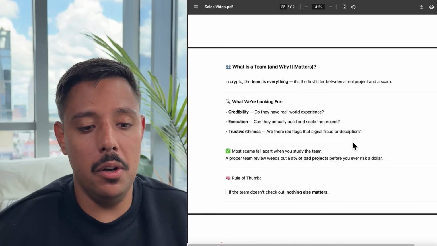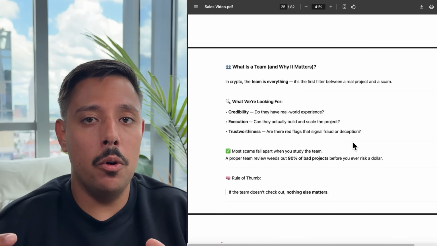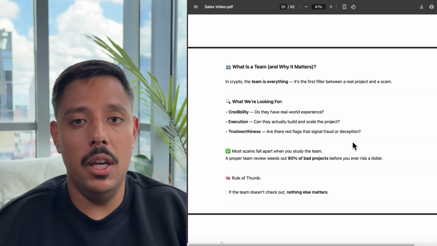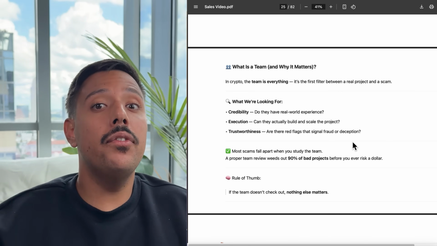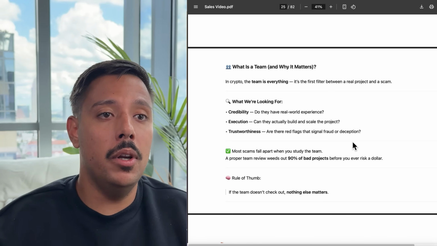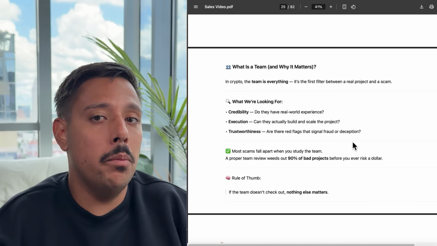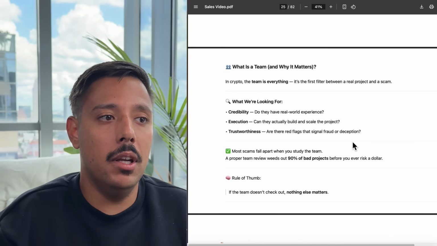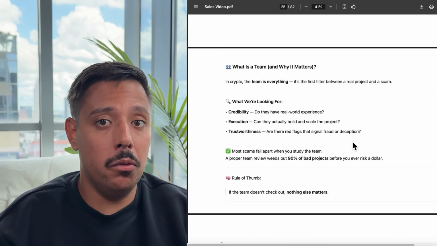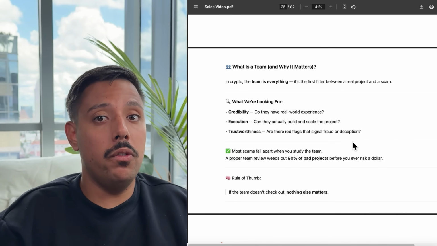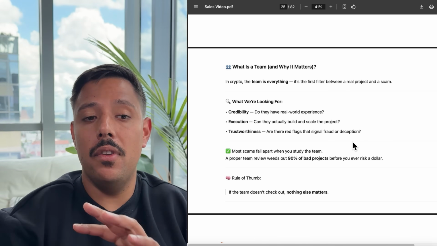Number one, credibility. Do they actually have real world experience? The closer they get to what we're looking for, the better. For example, the best, 10 out of 10, would be someone that has created a successful crypto project in the past, because they have crypto experience, business experience, and proven results. That is the best 10 out of 10.